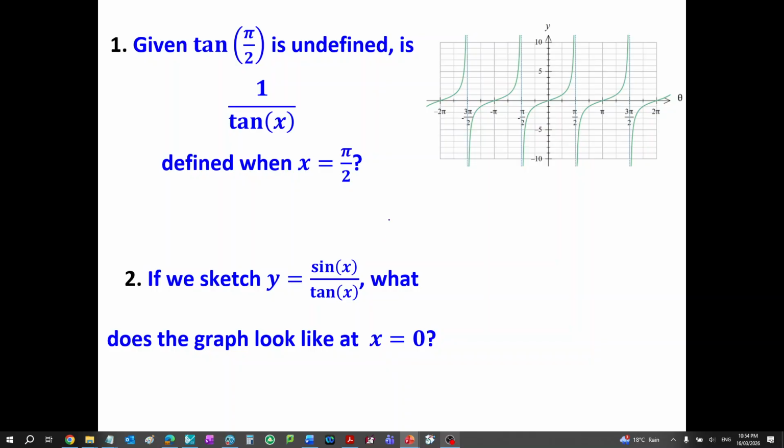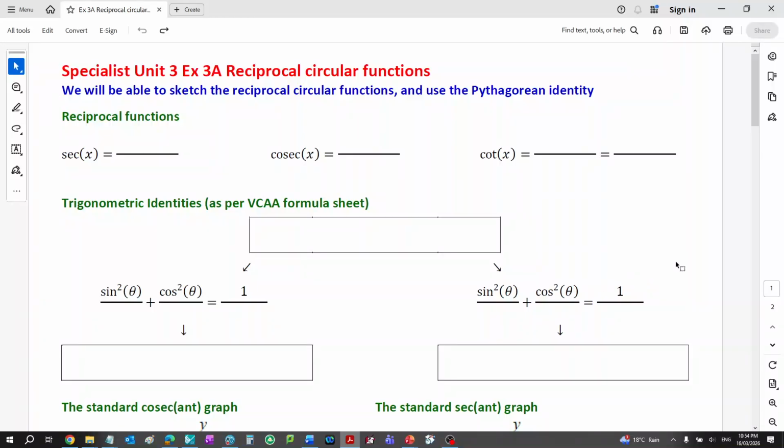Second one to think about is, if we sketch this graph, y equals sine x over tan x, what does the graph look like at x equals 0? We'll come back to those at the end. For now, we can look at 3a, reciprocal circular functions.